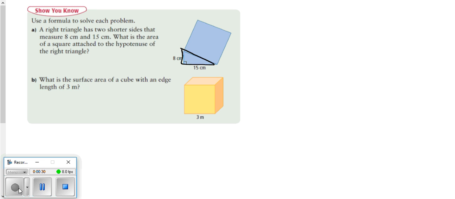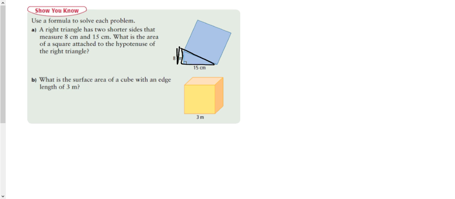In order to solve this, we have to have some sensible memory of what Pythagoras said. He said that if we attach squares to the side lengths of the two legs and calculate the area of those two squares, the sum of the areas of the squares attached to the legs will equal the area of the square attached to the hypotenuse. So that means this area is 64, and this area is 225.